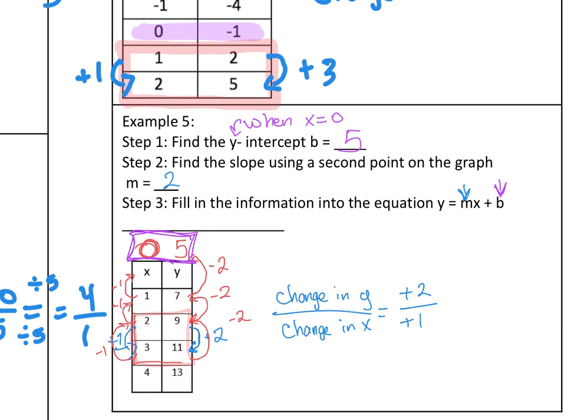All right, so now let's put it all together. So y equals, let's use our m. 2x. This is a positive 5, so we can still use the plus 5. And there we go. All right, our last page.